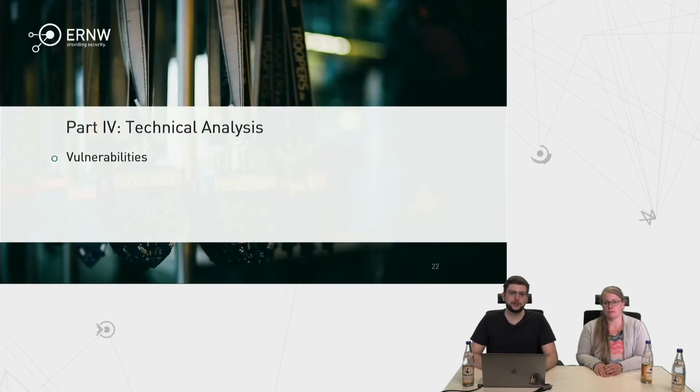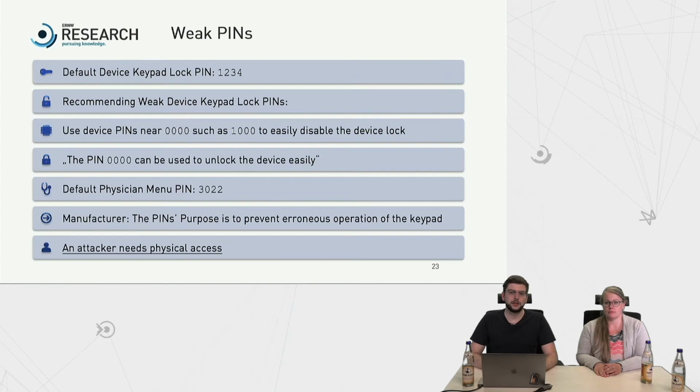Now that we know how the intended communication and pairing flow is working, we try to circumvent or break this flow. I want to state again that there is a certain layer of abstraction in the following elucidations. There were multiple low-hanging fruits, such as weak or default pins, and even recommendations for using weak pins. The manufacturer stated that the pin's purpose is to prevent erroneous operation of the keypad. As an attacker needs physical access to the pump, we search for more stealthy attacks by remote attackers, as the pump's special capability is a remote control feature via mobile applications.